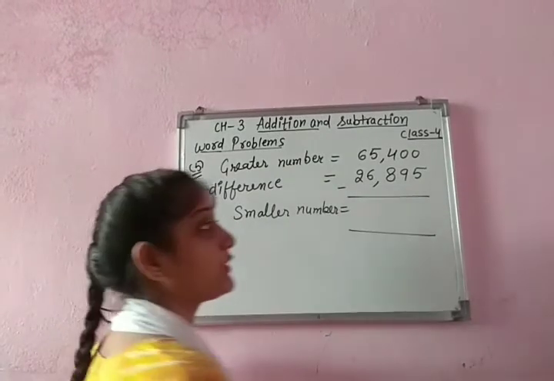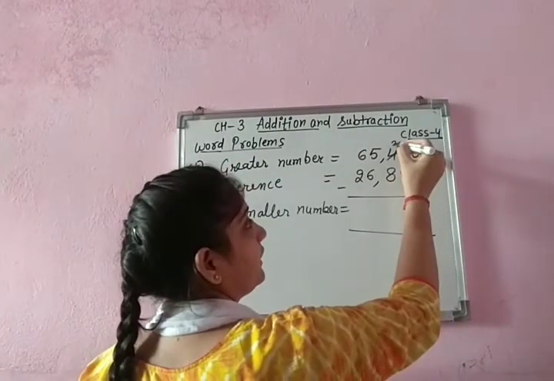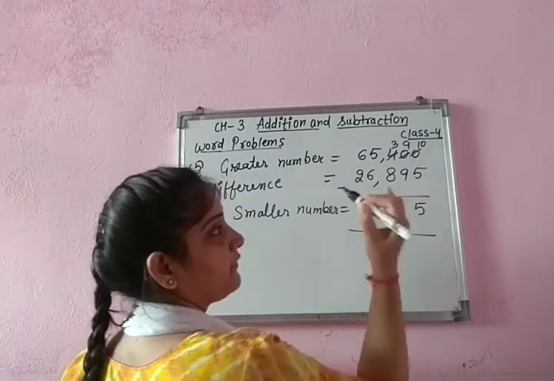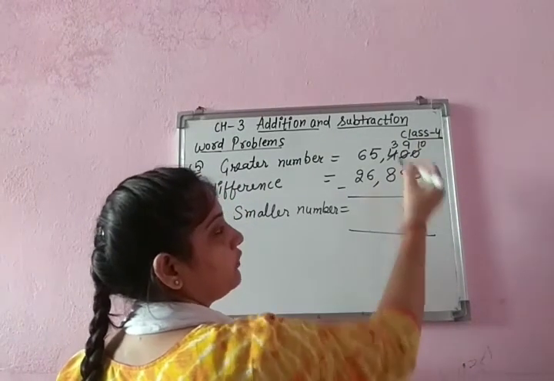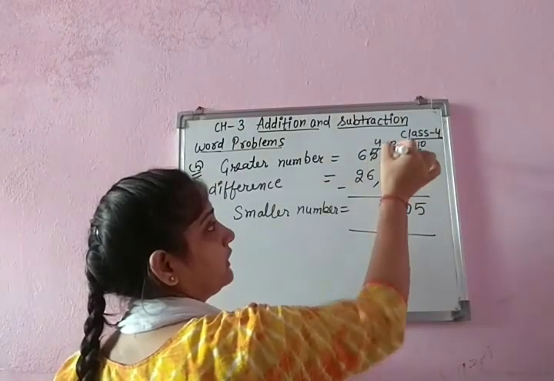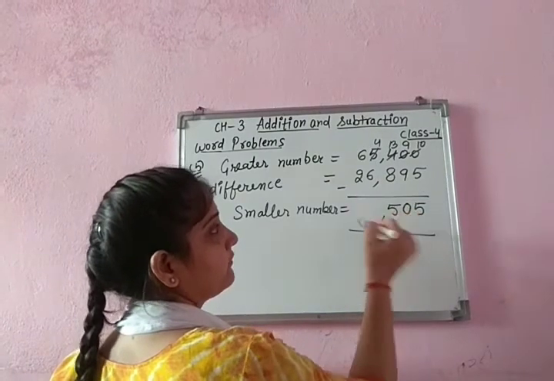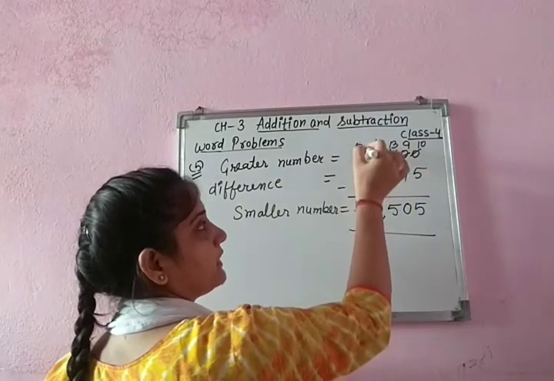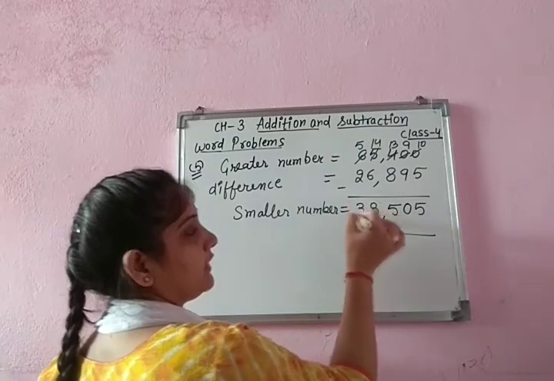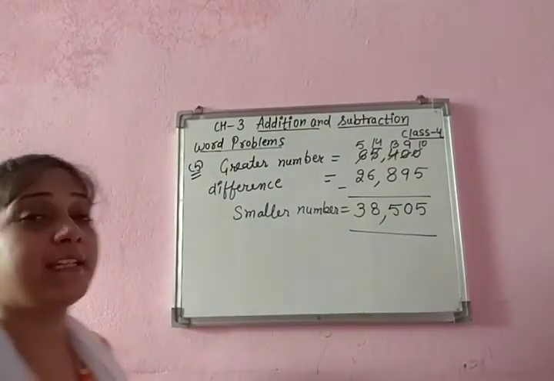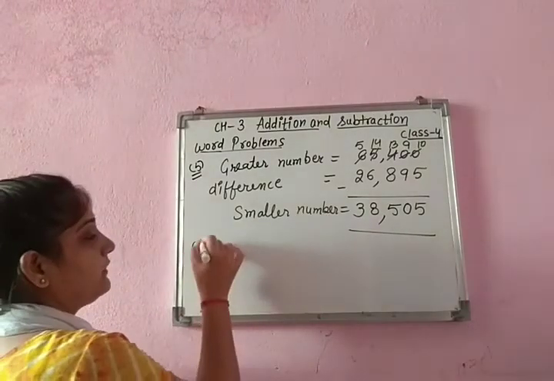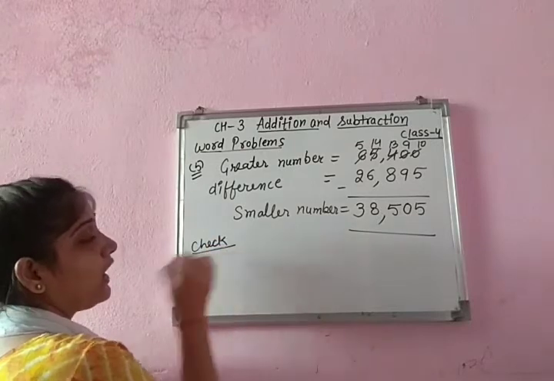Okay, and subtraction everyone knows. Make it 3 for taking borrow, 9 and 10. 10 minus 5, 5. 9 minus 9, 0. 3 minus 8, not possible. So again take borrow. 13 minus 8, 5. 4 minus 6, not possible. Make it 5 and 14. 14 minus 6, 8. 5 minus 2, 3. So that number is 38,505.